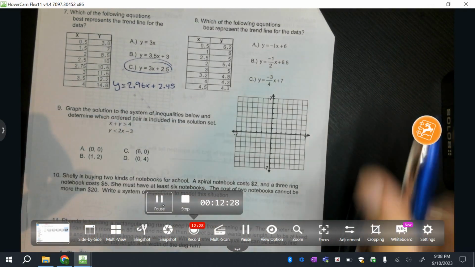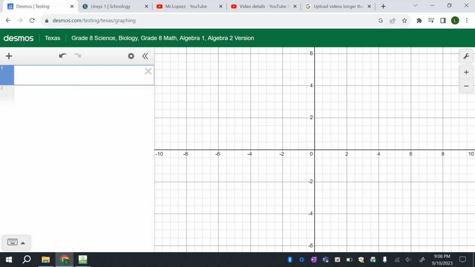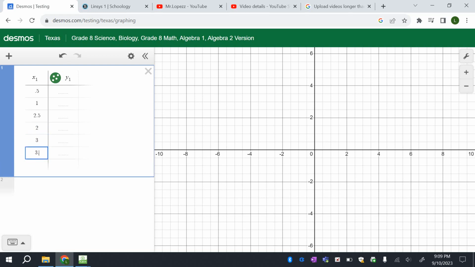Alright, so now next one, number 8, let's do this one on Desmos. If you want to use Desmos, we're going to go to the plus sign, go to table, and then for L1, type in your x's. So we have 0.5, 1, 2.5, 2, 3, 3.2, 4, 4.5. And then for the y values, we have 6.2, 6, 5.